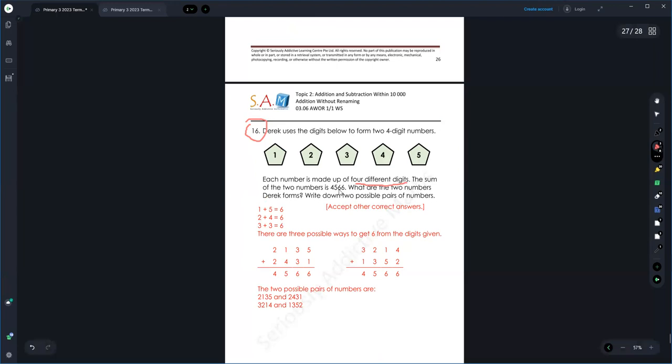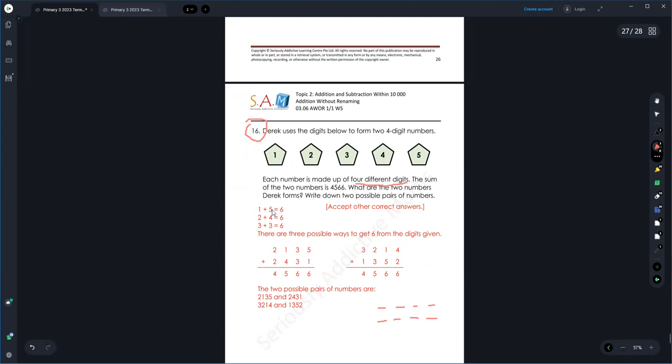In order to get 6, they have to figure out which digits will add up to 6. So they can write it out like that. 1 and 5 will give you 6. 2 and 4 will give you 6. 3 and 3 will give you 6. So eventually what they know is there are 3 possible ways to get 6. Once they have written it out, I suggest you get them to do it like that.